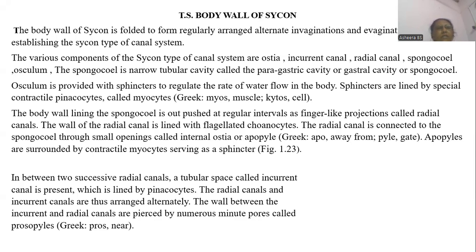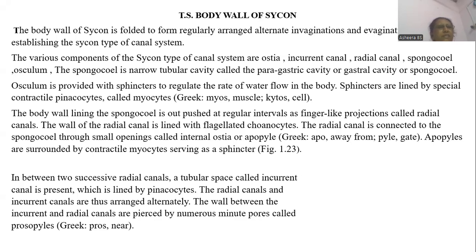So as I told you, the body wall shows regular intervals of evagination, which form the radial canals. Evagination of the body wall will give rise to the finger-like radial canals, and invagination will give rise to the spaces in between the radial canals. Okay, at regular intervals the evagination is occurring, and in between the evaginations, the invagination is there. This invagination forms the incurrent canal. Invagination will form the incurrent canal, whereas evagination will form the radial canal.